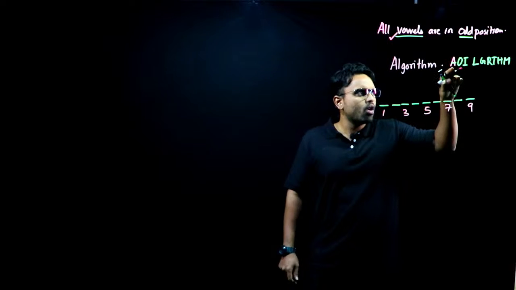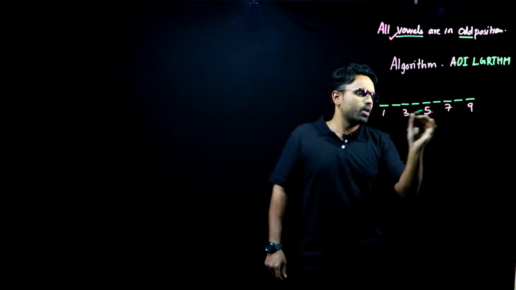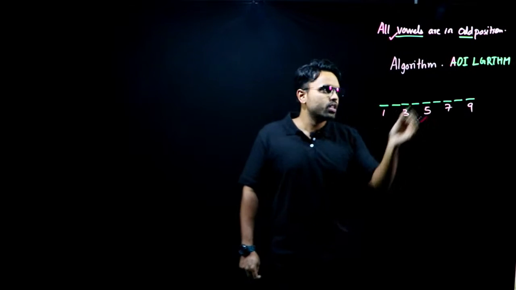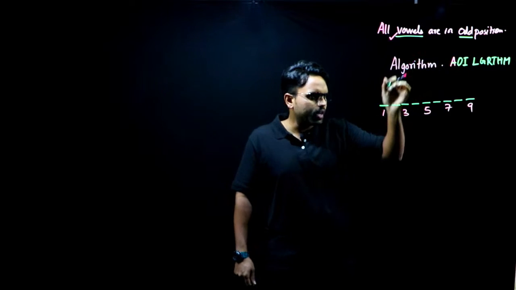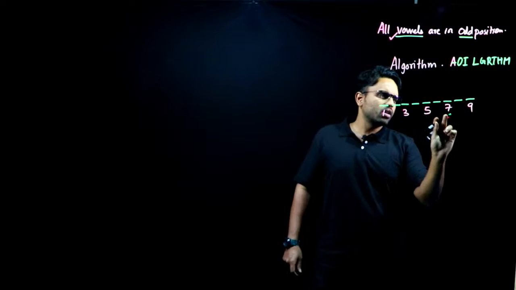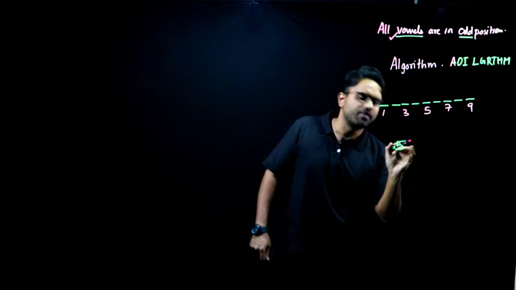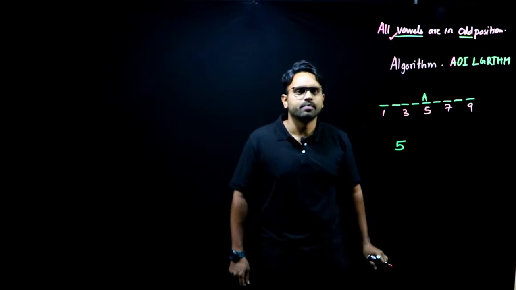When the first vowel walks in, what is the condition here? 3 people, how many chairs? 1, 2, 3, 4, 5. 5 chairs. Whatever is greater will be assigned to the later. When the first vowel walks in, how many different ways can he sit? He can sit in either first, second, third, fourth or fifth. So he can sit in 5 different ways. Let me say A sat here.